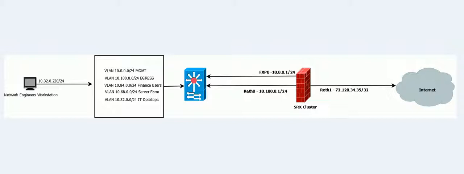production internal interface. And then you see off that core, we have a number of different VLANs. We have our management VLAN. We have our egress VLAN, which we use to route traffic out of the company, out of the network. We have some finance users on a VLAN. We have some server farm on a VLAN. And we have IT desktops on their own VLAN as well. So I'm going to bring up the SRX, and let's take a look at what that looks like.